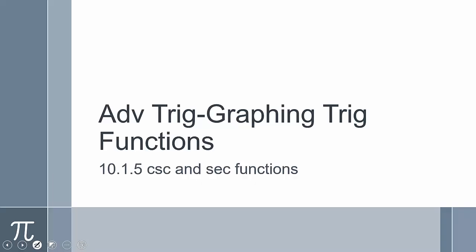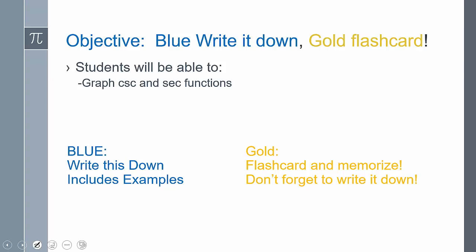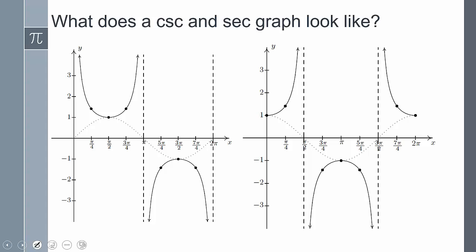This is section 10.1.5. We're going to take a look at cosecant and secant functions. So we're going to graph cosecant and secant functions. Now these are the parent graphs for cosecant and secant. If you notice that little dotted line in the back, that's the parent graph for sine, and then here's the parent graph for cosine. So that's cosine, and then that's sine.